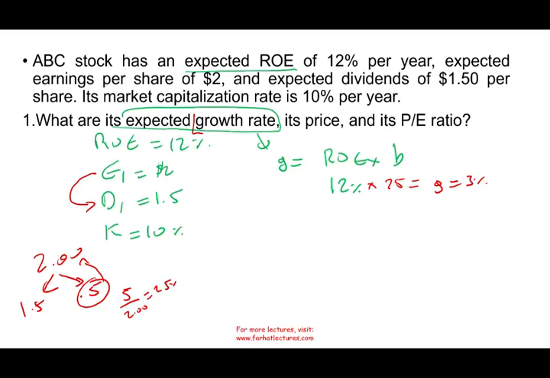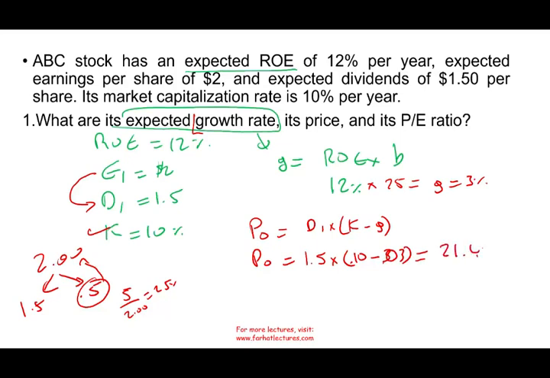What is the stock price? What's the price? The price equal to D1, which we do have, divided by K minus G. Do we have K? We do have K and we do have G. Let's plug everything in. So P0, the price of the stock, equal to $1.50 divided by K, which is 10, minus G, minus 3, this is 0.10 minus 0.03. So if we do that, we find that the stock price should equal $21.43. Okay, and what's the PE ratio?